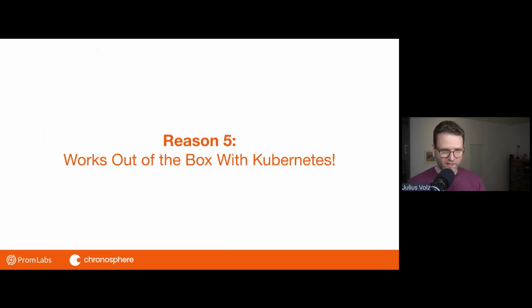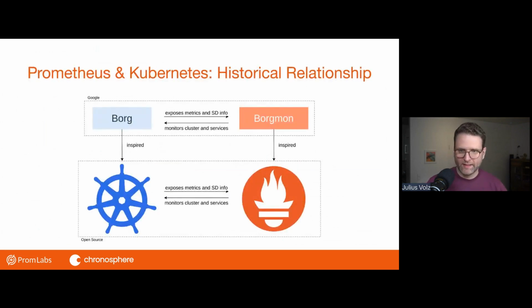And for the last reason here, Prometheus actually works out of the box really well with Kubernetes. And that is no accident, because in Google, there was Borg and Borgmon. Borg was the cluster manager system where everything in Google ran on. And then Borgmon was the monitoring system to go along with that. So basically, both Borg, the cluster itself, was monitored with Borgmon, and everything running on Borg was also monitored with Borgmon. So that's Gmail and search and all these services.